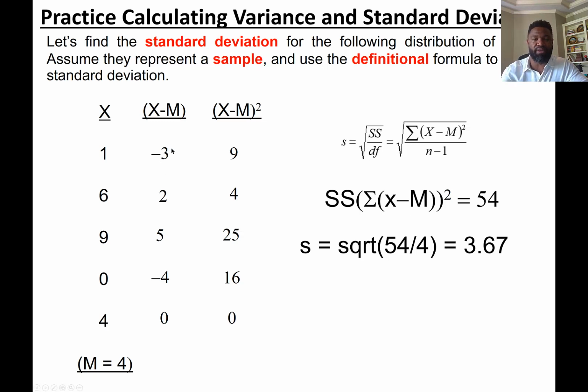4. So if you add all those up, you get 54. And then we just divide that by n minus 1. There's 1, 2, 3, 4, 5 scores. So we're going to divide it by 4 because it's n minus 1. And that gives us 3.67. And we're super excited about that now, aren't we?